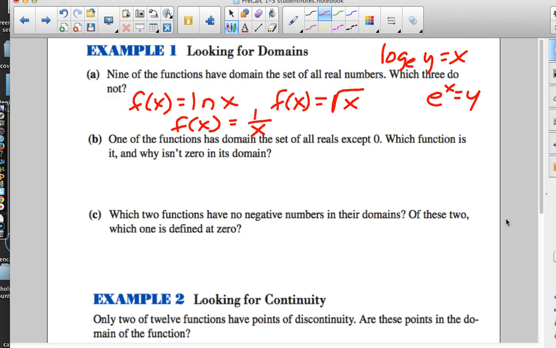So basically you have to think any even root stuff, not going to work. Any division by 0, not going to work. Natural log, we're a little rusty on it, but yeah, we can see raising e to some power, you're not going to get a negative on that.